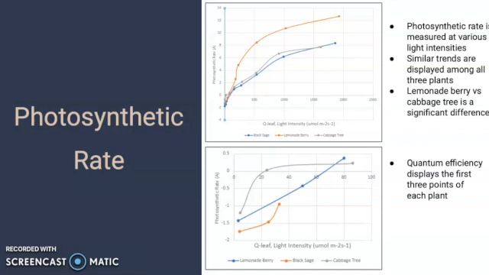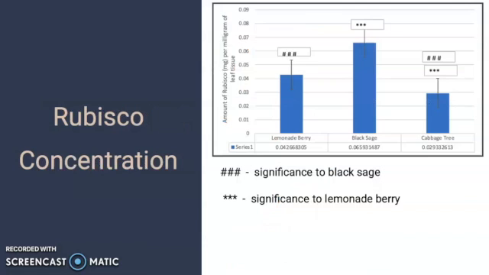And the results for our last parameter, Rubisco concentration. This graph shows the amount of Rubisco in milligrams per milligram of leaf tissue. So lemonade berry had 0.043 milligrams, black sage had 0.066 milligrams, and cabbage tree had 0.03. Black sage, the sun-adapted plant, had 2 times the amount of Rubisco as cabbage tree, and definitely less than lemonade berry as well.